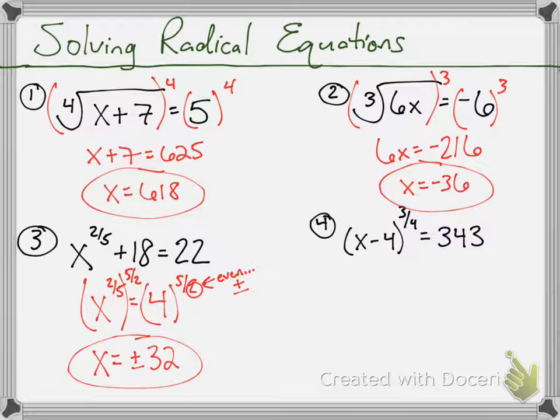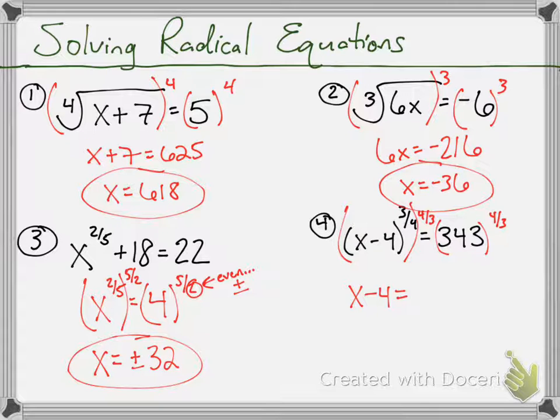Number 4 is pretty much the same idea, except there's less to move. Everything is locked in parentheses with a power, so I'm going to undo the power by taking the reciprocal fractional exponent to each side. So I see 3/4. I'm going to raise each side to the 4/3 power. That'll get the x minus 4 by itself.